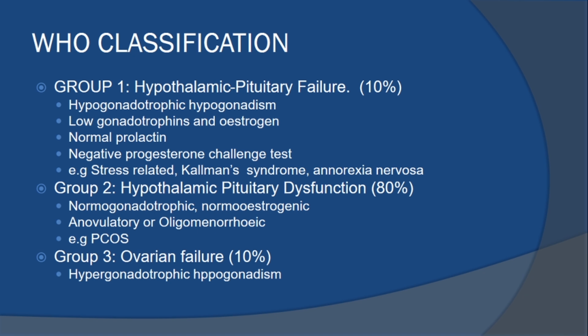For example, somebody that has Kallmann syndrome, anorexia nervosa, or stress-related amenorrhea, they belong to that group 1. Group 2 is hypothalamic pituitary dysfunction. Those will have normal gonadotropin level in their system and normal estrogen. But the problem is that the progesterone will be low because they are not ovulating. For example, in PCOS.